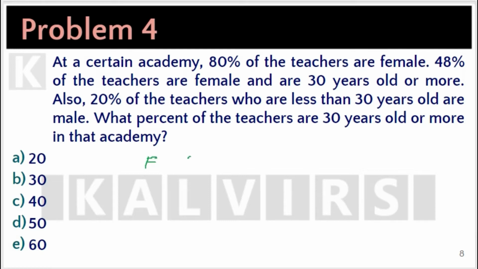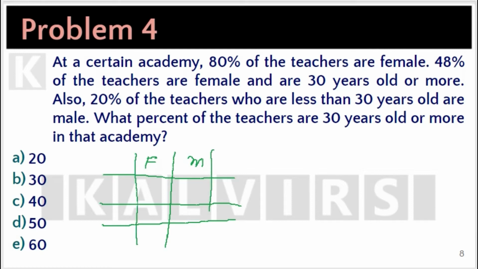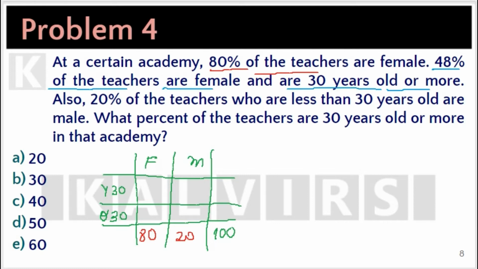Here we'll use a matrix to organize data. Columns will be for genders, female and male, and rows will be for ages, younger than 30 years old or older than 30 years old. Now, let's assume there are 100 teachers, just to avoid calculating percents. So, 80% of the teachers are female, therefore 20 are male. Now, 48% of the teachers are female and are 30 years old or more. Female and 30 years old or more is right here.